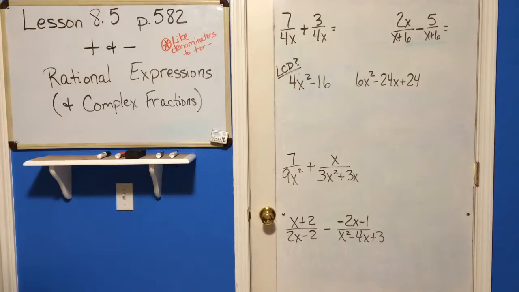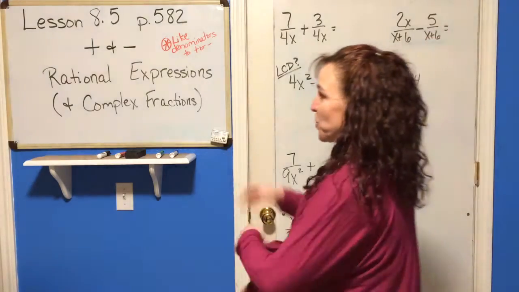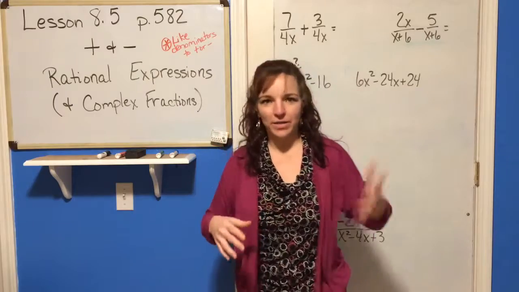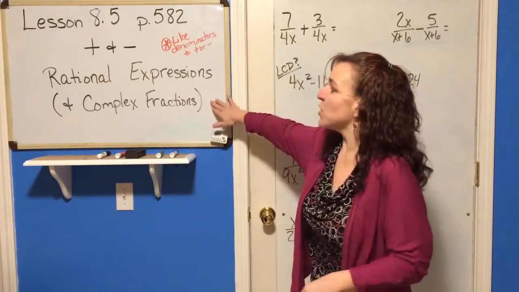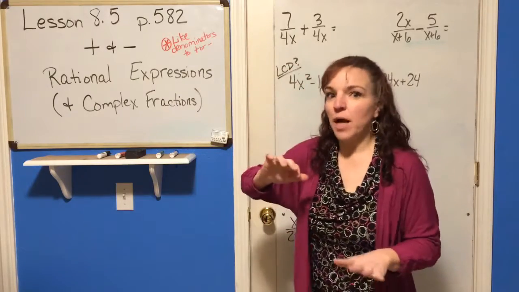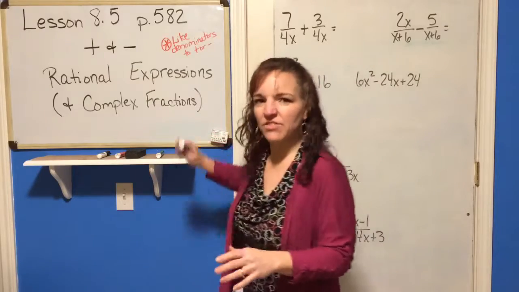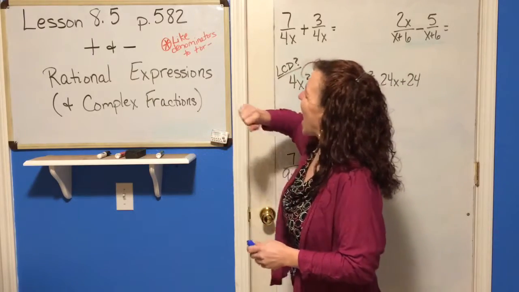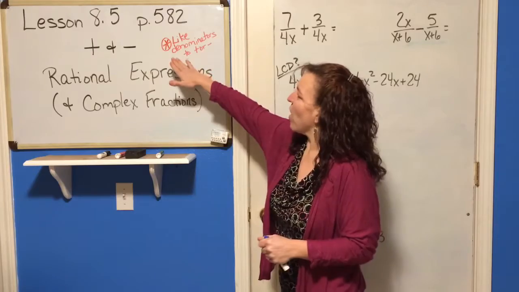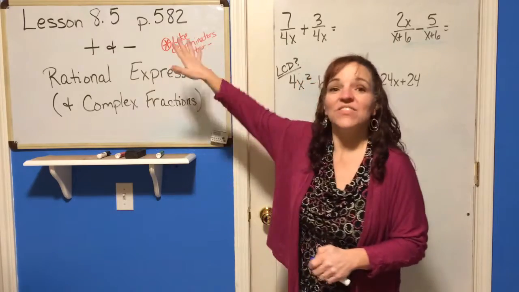Section 8.5 is adding and subtracting rational expressions. You know, if we were going to multiply and divide, now we're going to add and subtract. And then also at the end, we're going to sneak in some complex fractions just to make life difficult, don't you know? All right, remember that when we are adding and subtracting, we have to have like denominators.